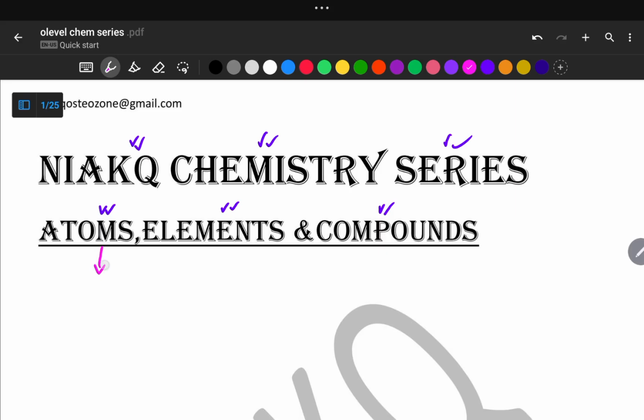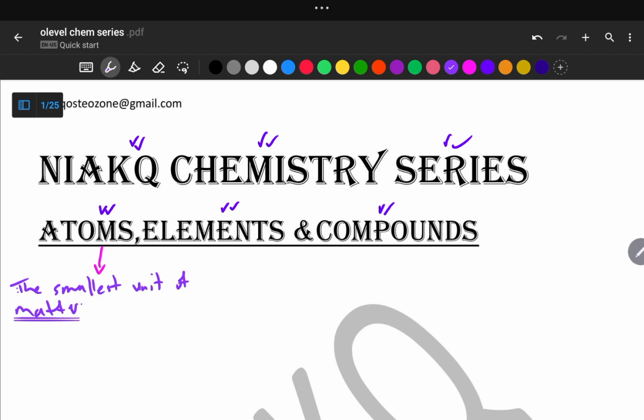So first we want to define the term atom. An atom is defined as the smallest unit of matter. In the last session we defined matter as anything that occupies space and has mass. So an atom is the smallest part, or the smallest unit, of matter.